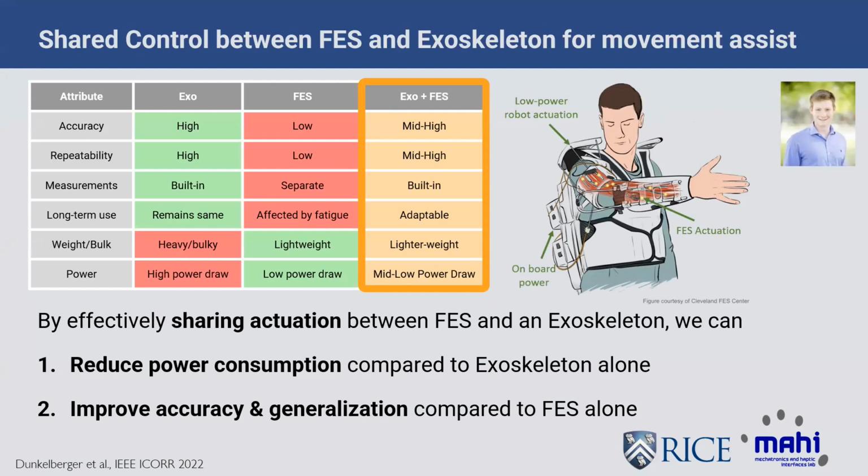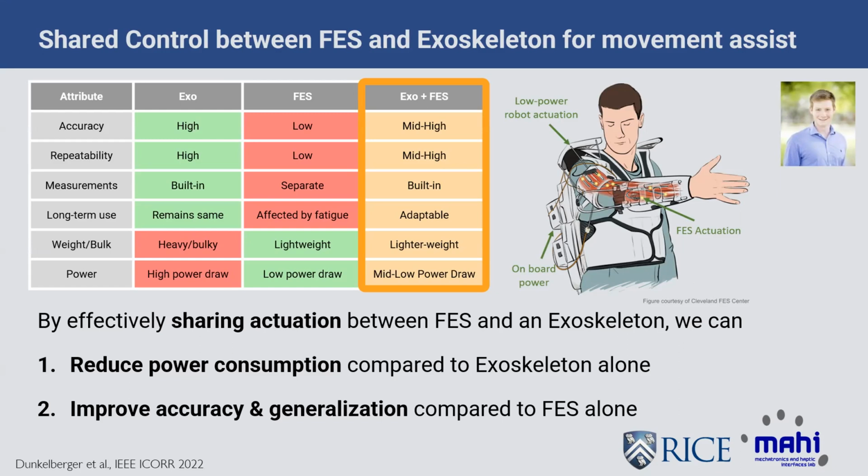If we look at exoskeleton robots, they're very accurate and repeatable and able to produce really high fidelity movements. However, the weight and bulk of them really limit them to a clinical environment in terms of providing full assistance for ADLs. FES, on the other hand, is very lightweight and mobile. However, it is not able to perform those accurate and repeatable movements needed for ADLs.